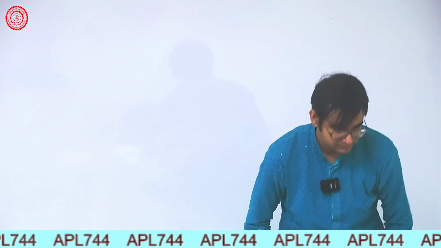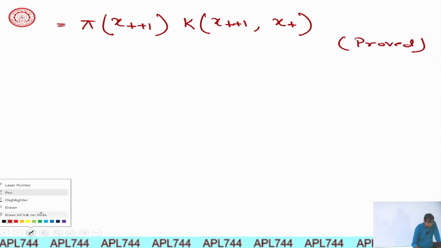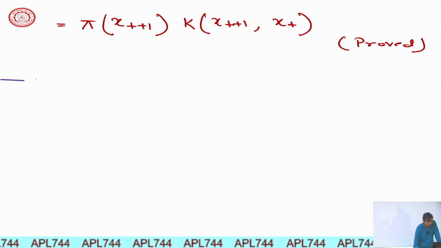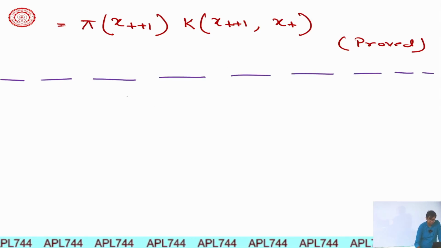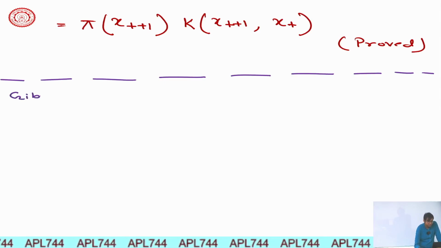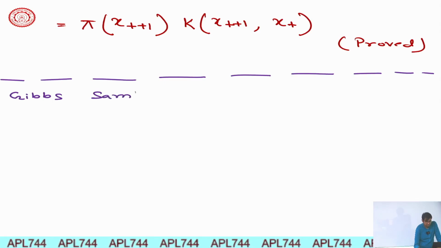And I have another half an hour, 35 minutes, which I will be utilizing for Gibbs sampling, which again is a type of MCMC algorithm. Okay. So Gibbs sampling is also a type of MCMC algorithm. We will start with a new topic now, although it is related to what we are discussing now, and that is Gibbs sampling.